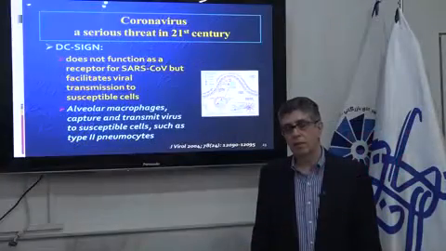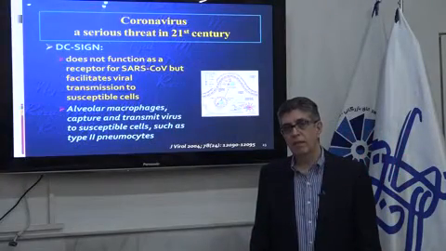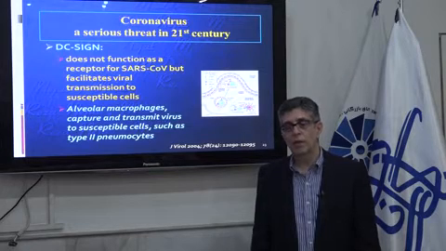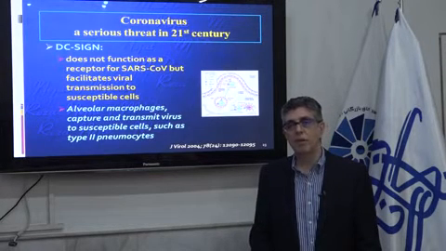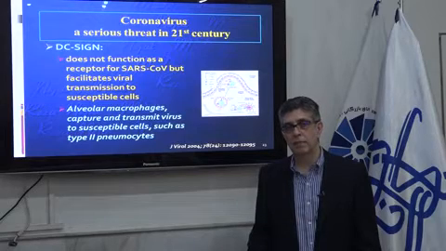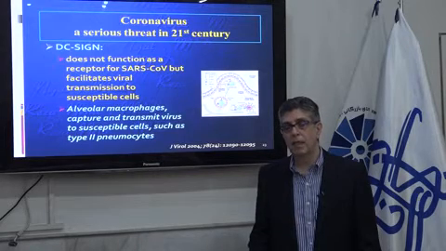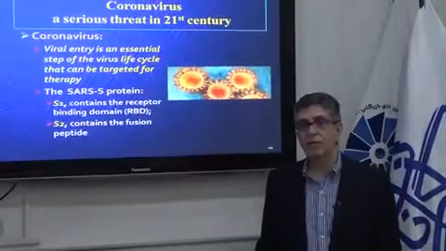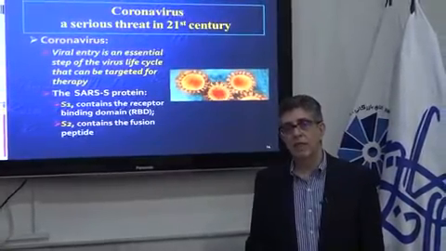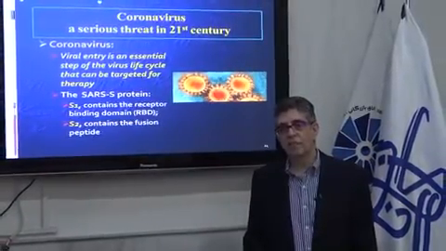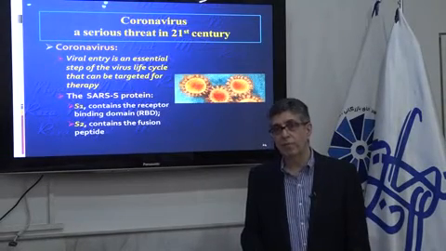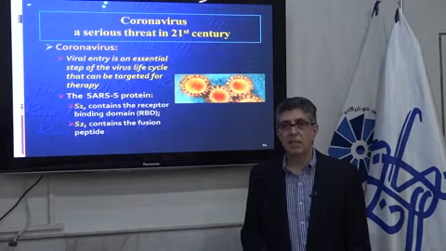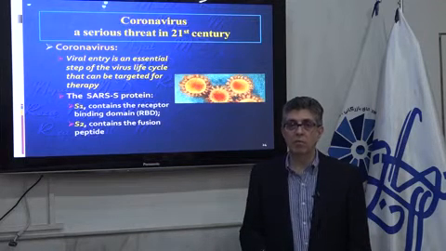As I mentioned, the virus and the dendritic cells can collaborate with each other just to transmit the virus to the susceptible neighboring cells, not to the committed immune cells. Virus entry into our cells is very important for the life cycle of the virus. And as I mentioned before in previous slides, the virus attaches to its receptor called ACE2.